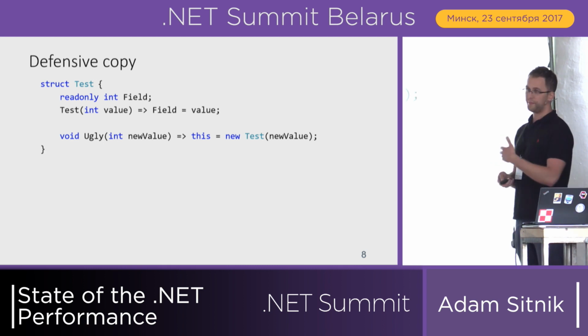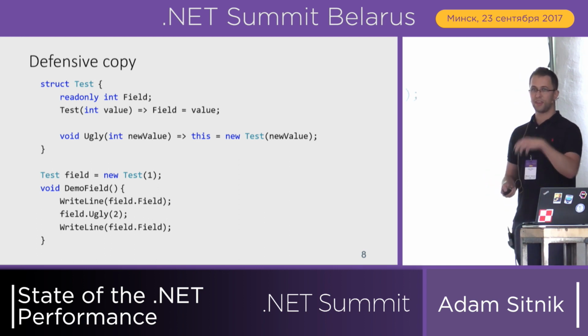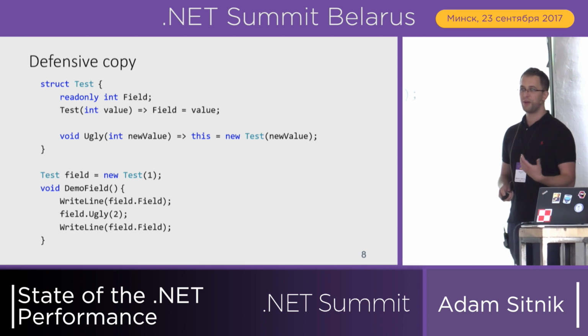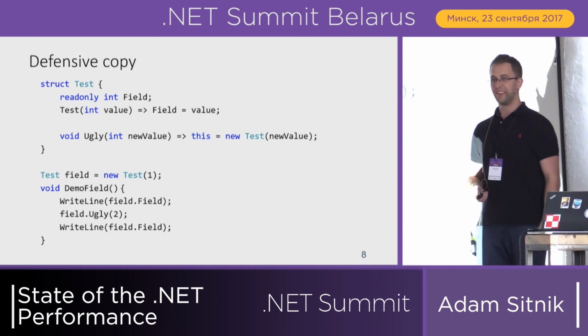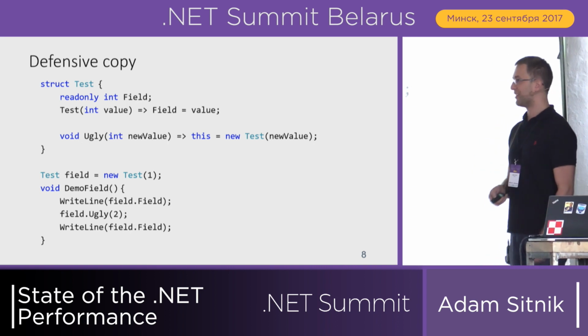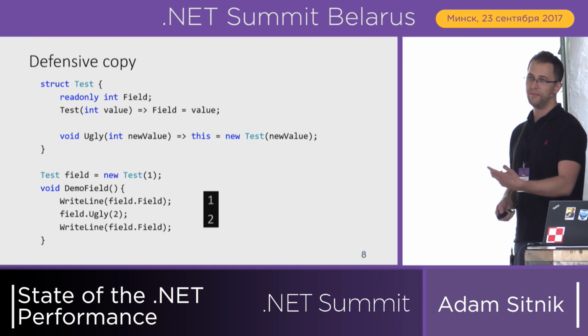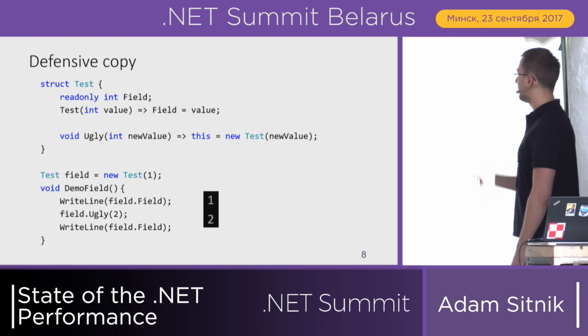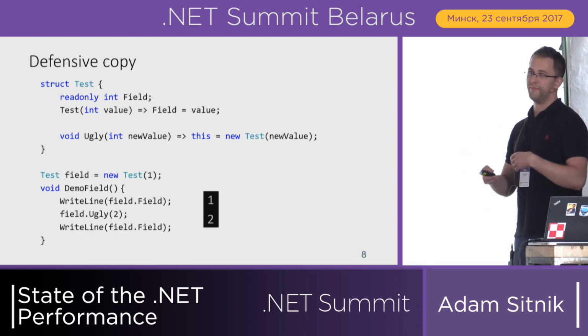to change the value. And my question to you is, what's happening in this example? We initialize it with a value of 1, we print it, then we call the ugly method and we print it again. So what do you think the result is? I can hear 1. Okay, so it's 1 and 2. Because by using the this keyword, the structure can override its own value, even if it's a read-only field.